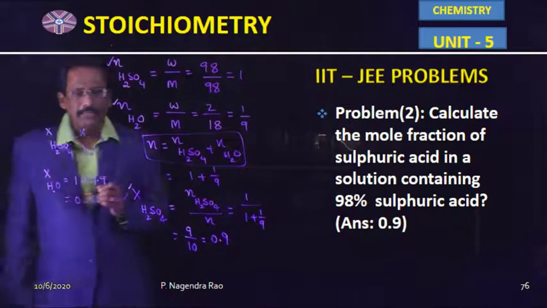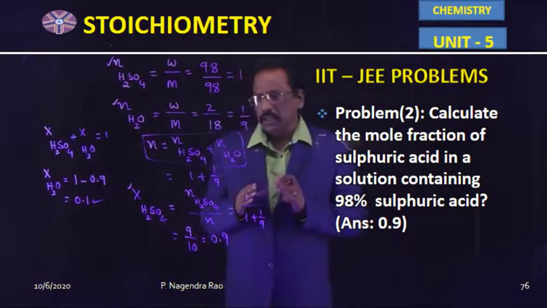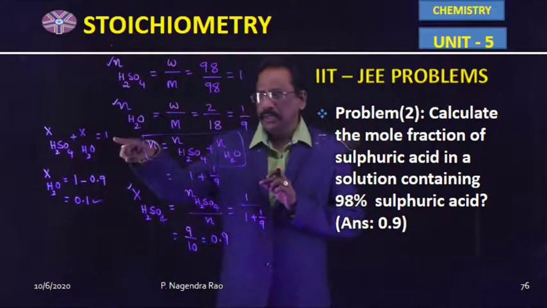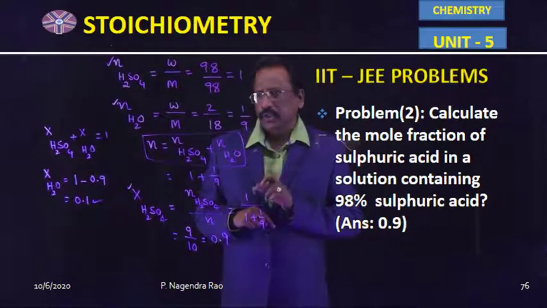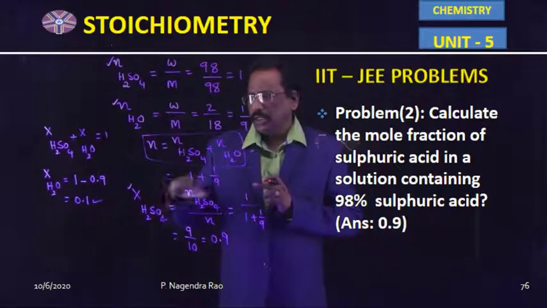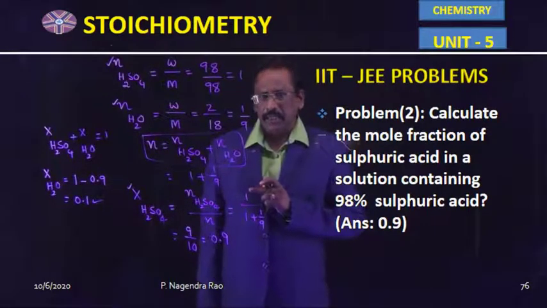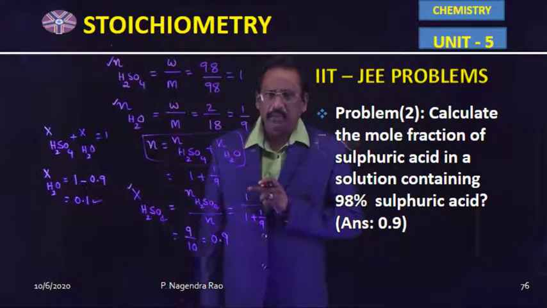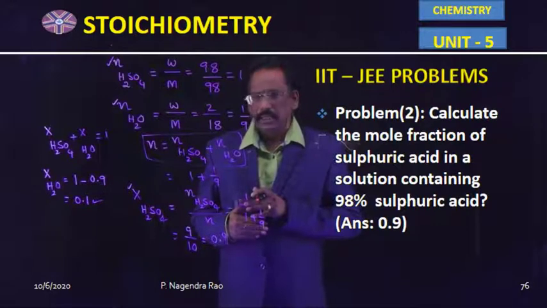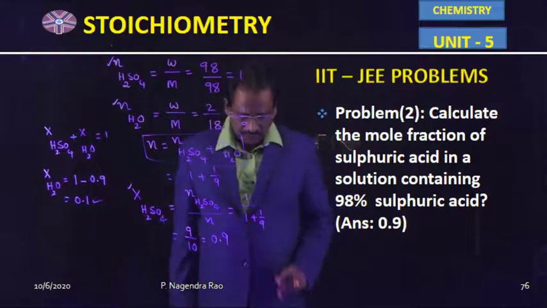Another important point is that the sum of the mole fractions of all the components should be equal to 1. Therefore, if you know the mole fraction of one of the components, it is possible to calculate the mole fraction of the other component. Here the other component is water. So in this problem, the mole fraction of water is equal to 0.1 because the mole fraction of sulfuric acid is equal to 0.9.